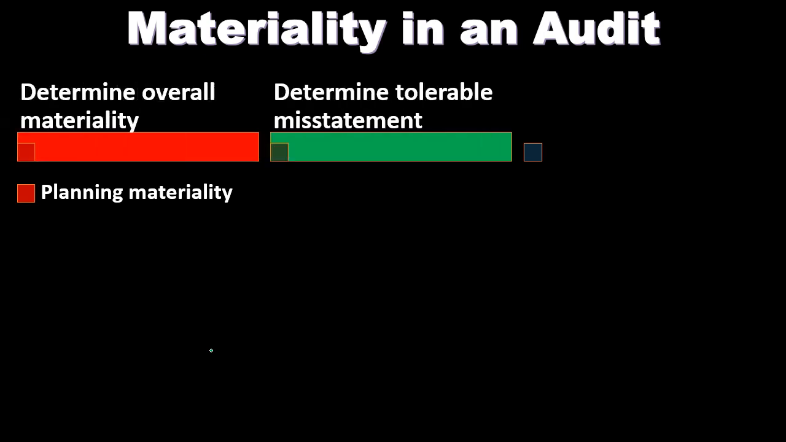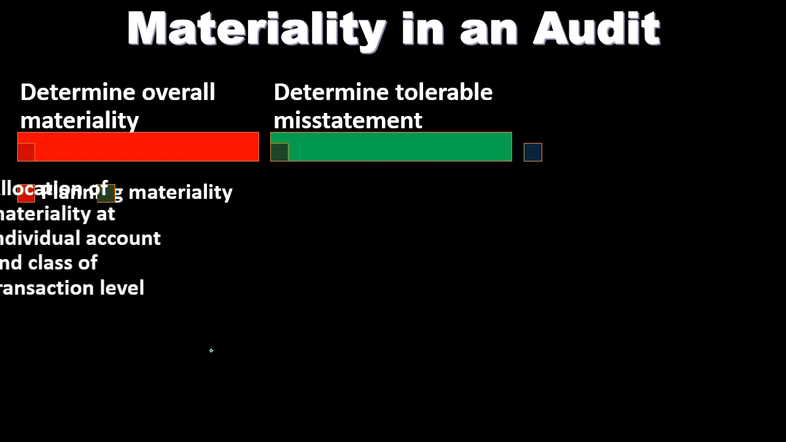So how do we apply then materiality to an audit? First of all, we're going to determine the overall materiality. And this is typically going to happen within the planning stage, the overall type of materiality. So we want to think about materiality as a whole, as a total on the total financial statements. Then we're going to determine the tolerable misstatement.